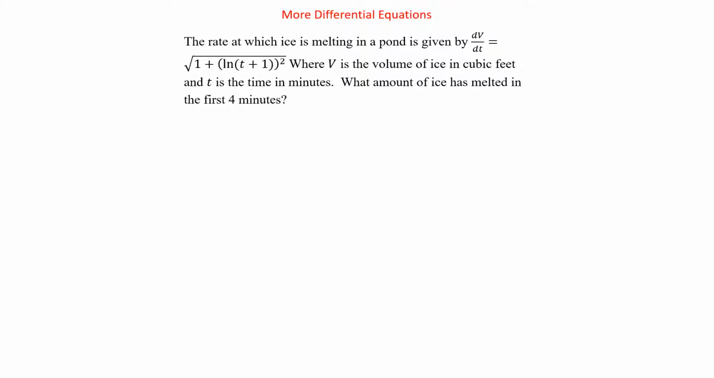In this case, we have the rate at which ice is melting in a pond is given by dV over dt equals the square root of a whole bunch of stuff that we are not going to find the antiderivative of by hand. Remember when I said that most of what we're doing today is going to use a calculator? That includes this. Where V is the volume of ice in cubic feet and t is time in minutes, what amount of ice is melted in the first 4 minutes? So we're going to find the antiderivative from 0 to 4, because we want to know the amount of ice in the first 4 minutes. If this is the rate at which it's melting, the antiderivative is the amount that it's melted.